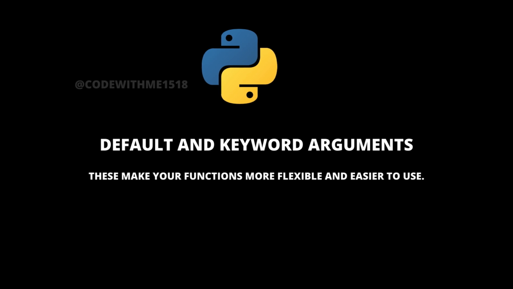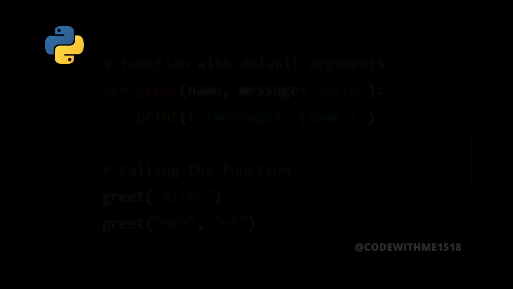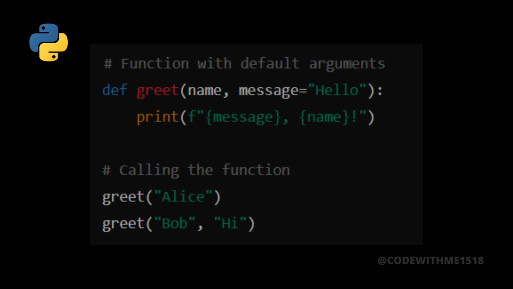Now, let's talk about default arguments and keyword arguments. These make your functions more flexible and easier to use. Here's an example of a function with default arguments. In this example, the message parameter has a default value of hello. If you don't provide a value for message, it defaults to hello.